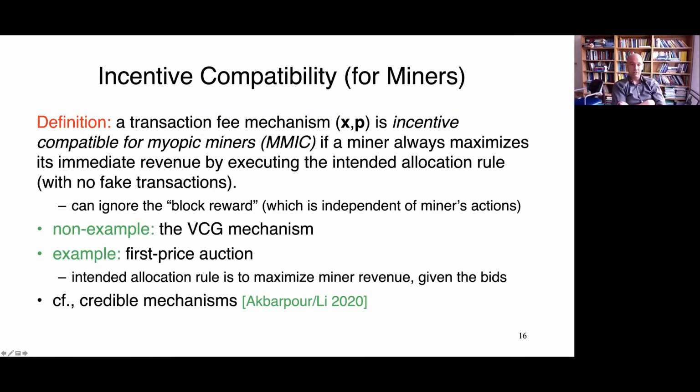Second price type auctions actually do not. Oh, and I should say, they maximize their profit not merely by following the allocation rule, but also without injecting any fake transactions. So they're just motivated to run the allocation rule on the set of real transactions and include exactly the transactions suggested by the allocation rule.